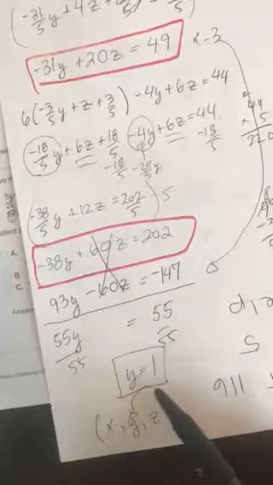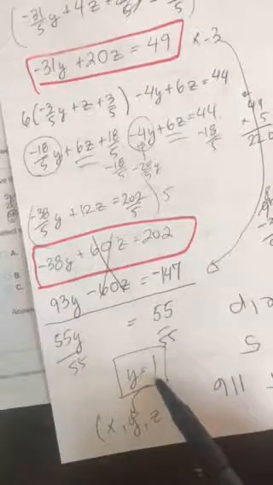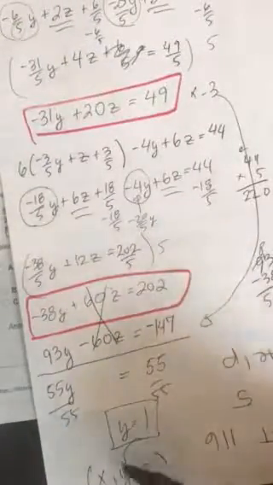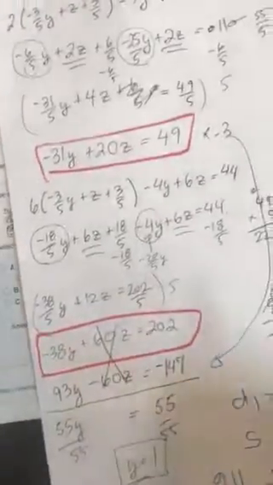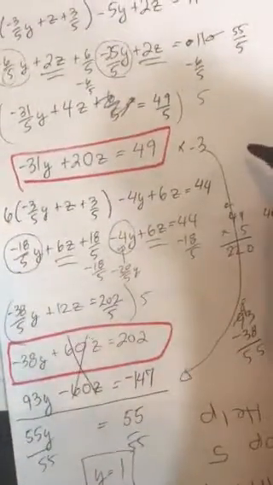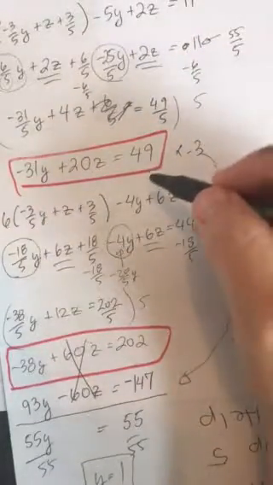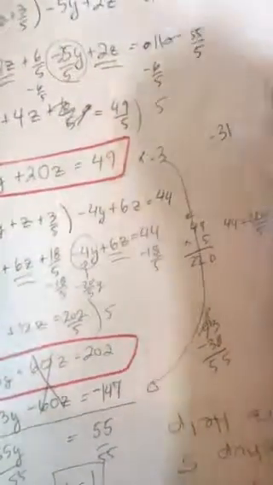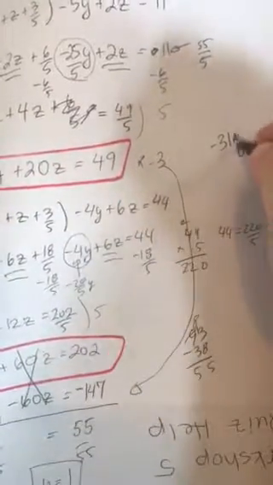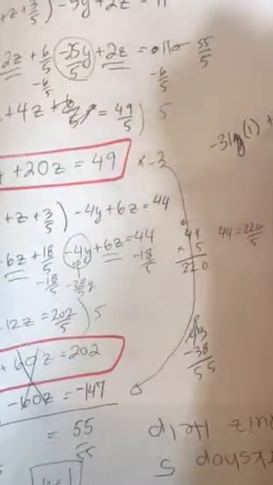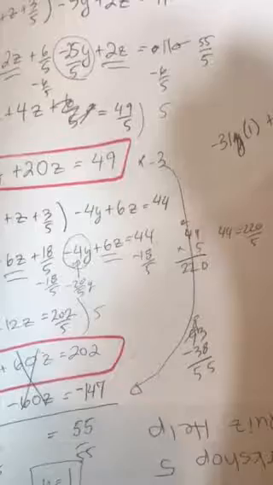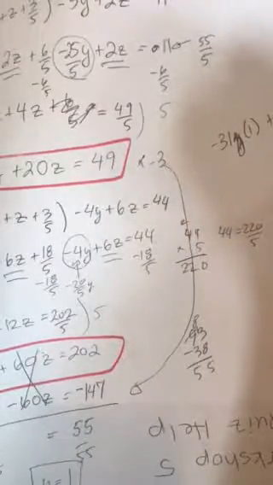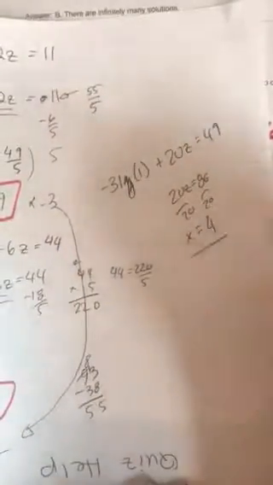So now that you have 1, you simply are going to take this 1 and put it back into one of your equations. So if I put my 1 back into this equation and do some math, I'm going to end up getting x equals 4. So negative 31 times 1 plus 20z equals 49. That's going to end up being, if I add that, 20z equals 80, divide by 20, and x equals, oh, you can't see that at all, can you? X equals 4.